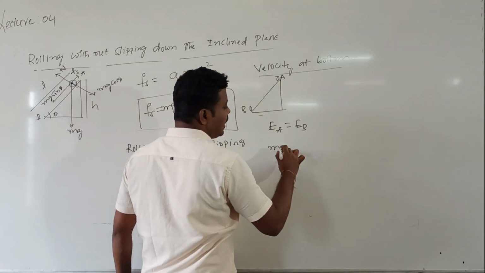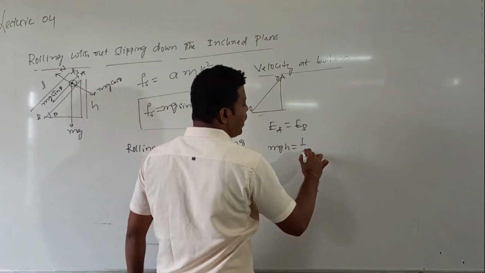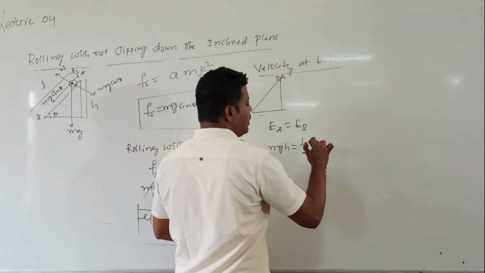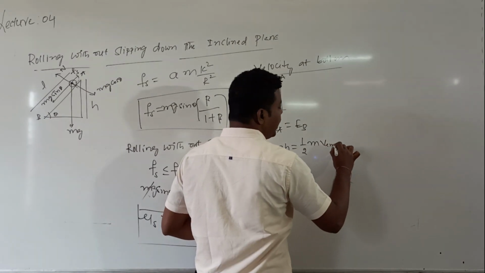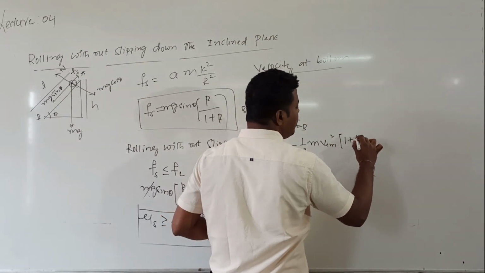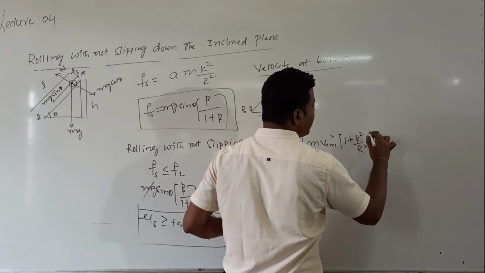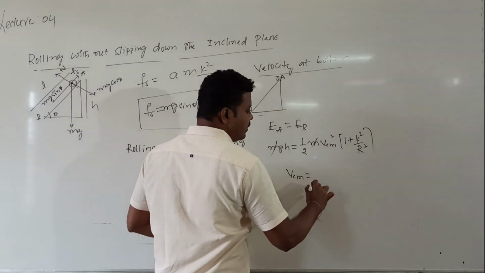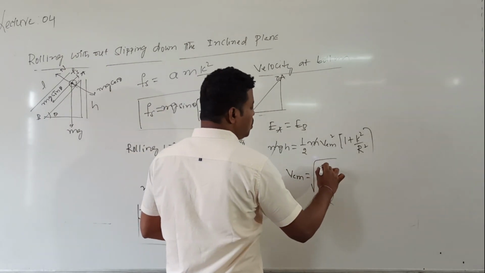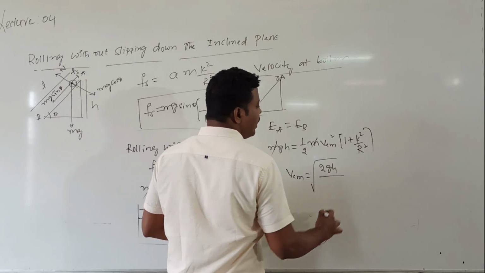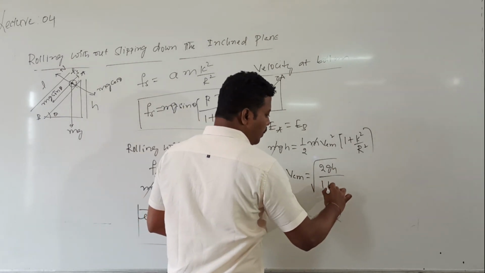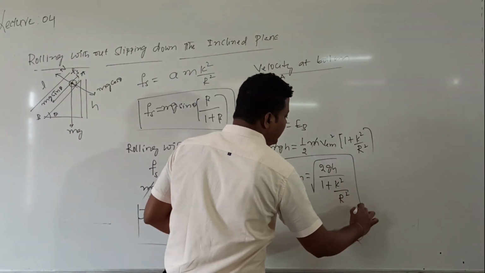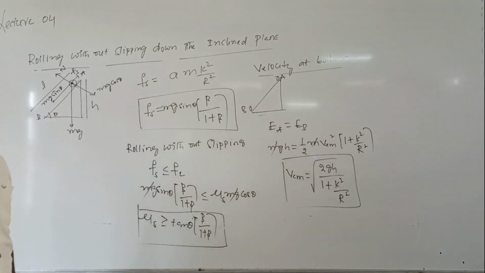At A, body initially at rest, it has only potential energy. At B, body is in motion, it has only kinetic energy. Which kinetic energy? Rolling kinetic energy. So rolling kinetic energy is given by 1 by 2 into m into VCM square into 1 plus k square by r square. Clear? So m value cancels. What is the answer for VCM? VCM value is equal to root over 2 into g into h divided by 1 plus k square by r square. This is the expression for velocity of the body at the bottom of the inclined plane.